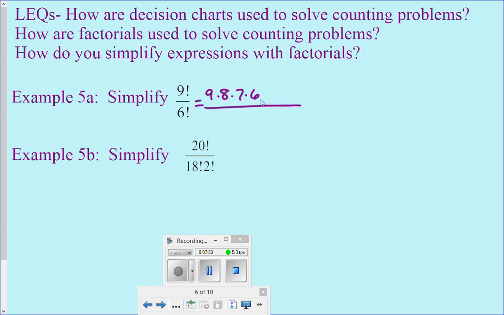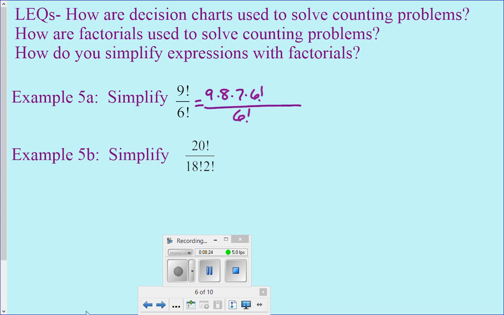Now, I'm not going to write times 5 times 4 times 3 times 2 times 1, because first of all, I don't feel like writing all that out. But secondly, I'm noticing that in the denominator, I have 6 times 5 times 4 times 3 times 2 times 1. I have 6 factorial. Well, I have 6 times 5 times 4 times 3 times 2 times 1 in the numerator. So instead of writing that out, I'm just going to write 6 factorial. So I got down to 6, but then 6 factorial is in both the numerator and the denominator. So rather than writing it out, I'm just going to leave it as 6 factorial.